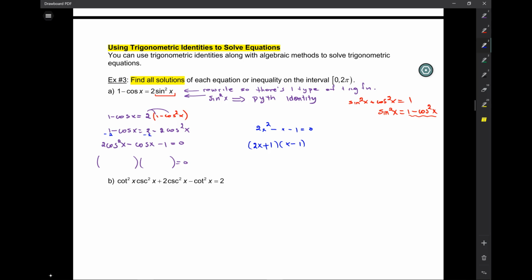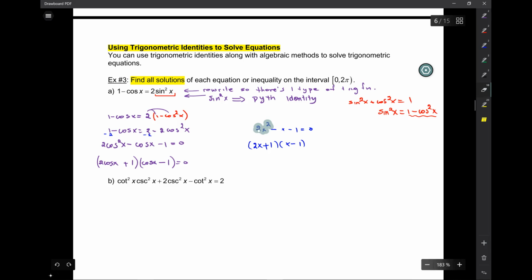Okay, so these things should be almost like a reflex. We know exactly what to do if it's 2x squared minus x minus 1. This is the same, except instead of the x, we have a cosine. So instead of saying 2x and x, we say 2 cosine x, cosine x, 1, 1, plus minus.